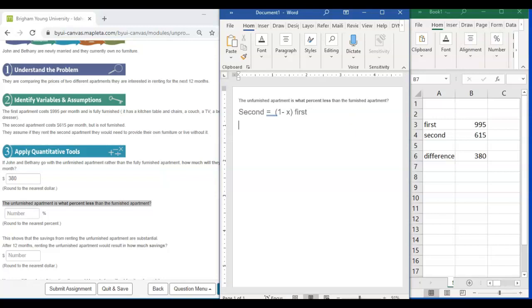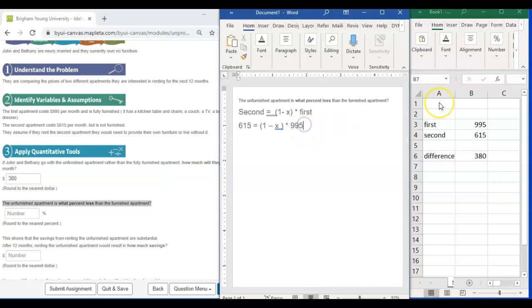Okay, so now I can throw in all of my numbers. The second apartment costs $615 equals 100% minus X percent that we don't know times the first, which is $995. Now I need to just take this equation and solve it for X. To do that, I need to divide both sides because there's an implied multiplication between the parentheses and the first, which we could have put in up here because "of" means multiply.